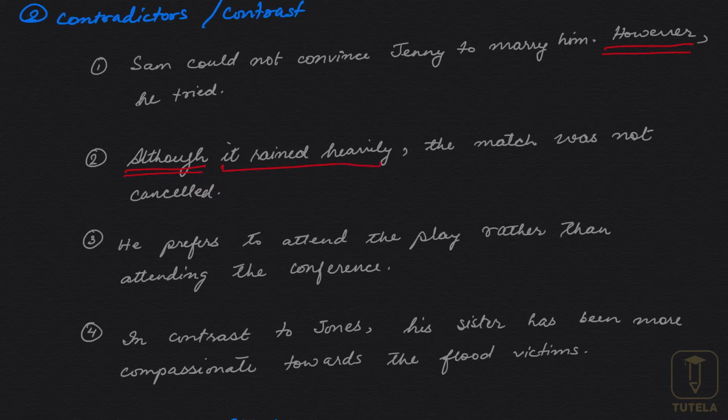Now, "rained heavily" and "the match was not cancelled" are two contradictory ideas. The first idea is moving in one particular direction, the other in the opposite. So they are not similar, and hence the word "although" can be used to link these two ideas to present them properly. Third example, he prefers to attend the play rather than attending the conference.